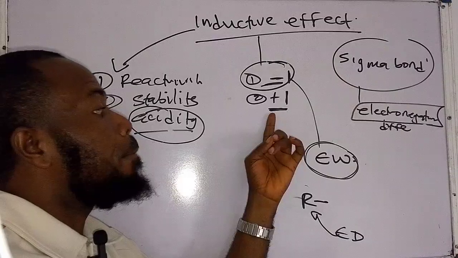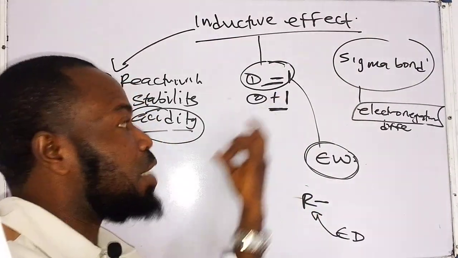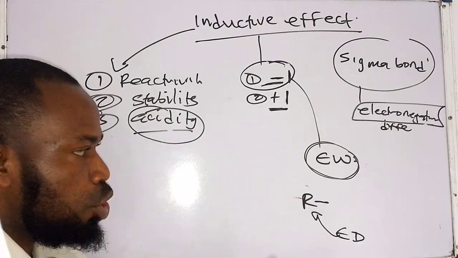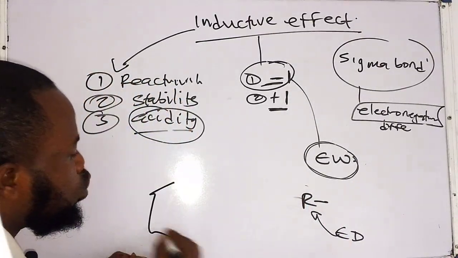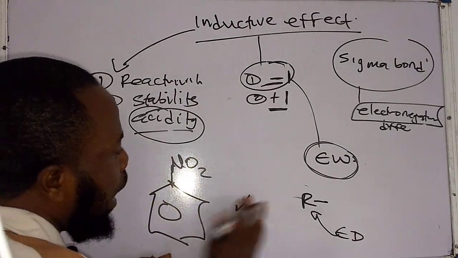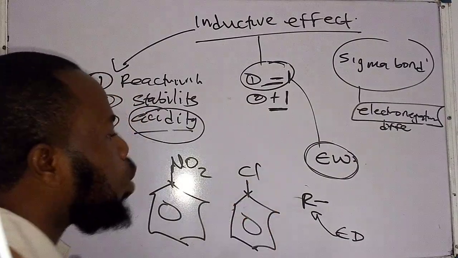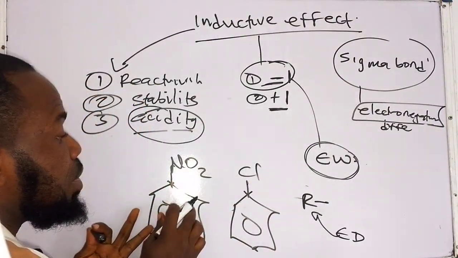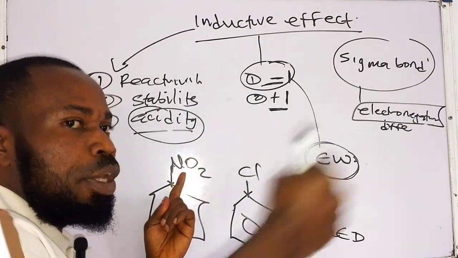Now, coming back to what we're trying to say, from what I said, those compounds that are electron donating, which bring about positive inductive effect, tend to reduce the acidity. So if you are offering CHM102, for instance, they can ask between nitrobenzene and chlorobenzene, which one of them is more acidic? It is nitrobenzene that is more acidic. Do you know why? This is a strong electron withdrawing group.